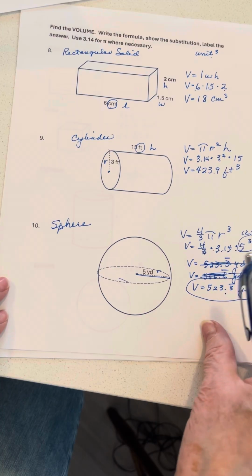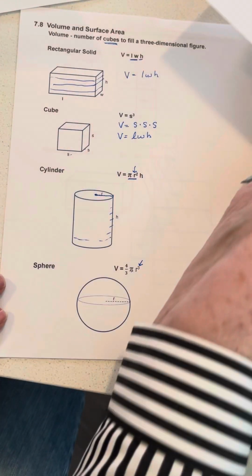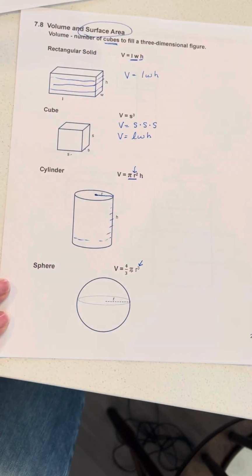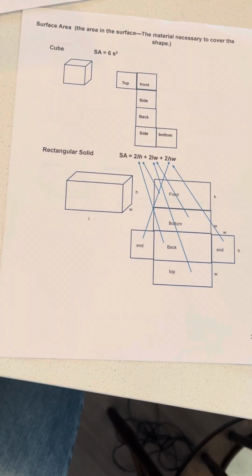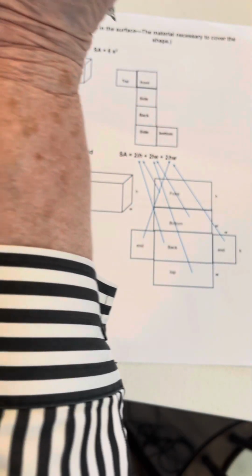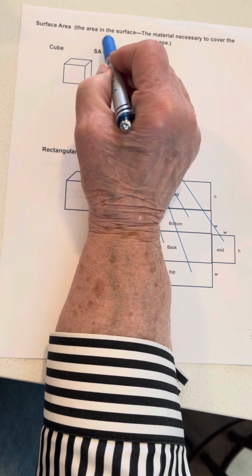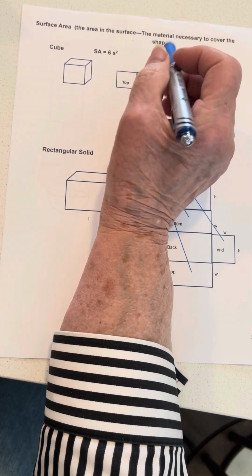Perfect. So we've done volume, and now we're going to look at surface area. What I want to show you on surface area is what that really means: the area of the surface, the material necessary to cover the shape or to make the shape.